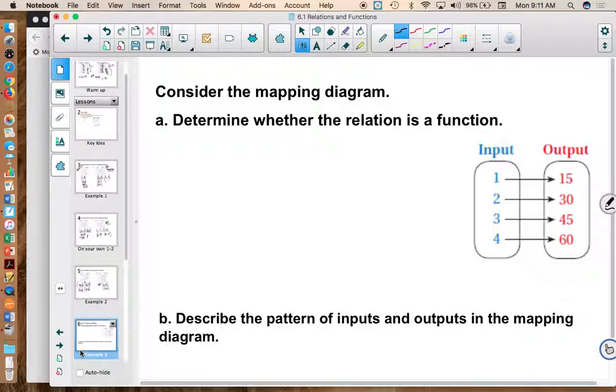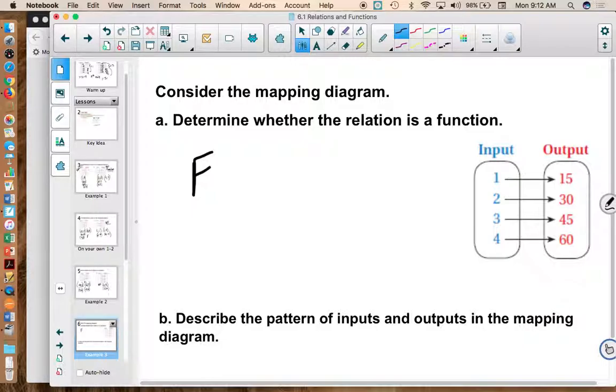From what I can see, it is a function. Who's going to tell me why? How do you know it, other than the person next to you did it? How do you know it? Grace, how do you know it? Yep, there is only one output for every input. Only one. Good job.